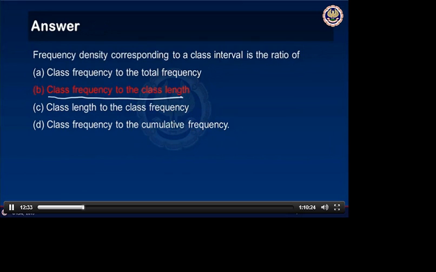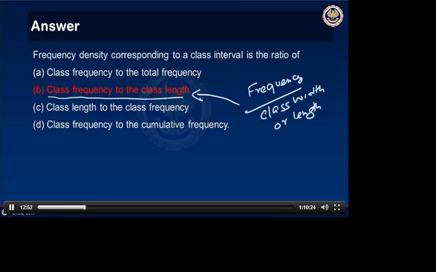If you remember, we did a question earlier and the formula was frequency divided by the class width or length. So this is the right choice for our question.